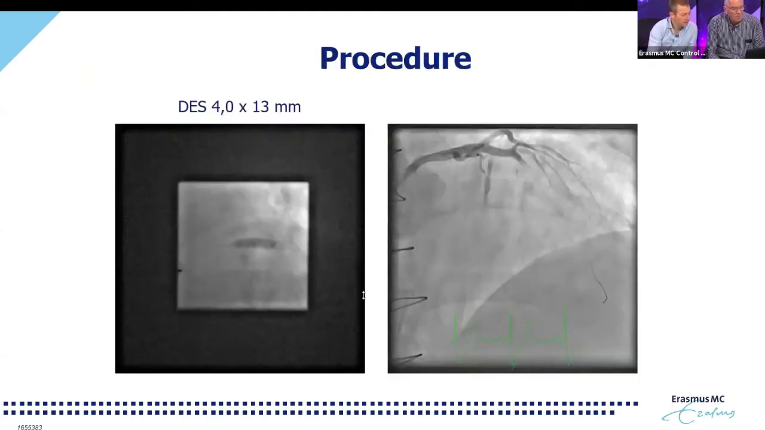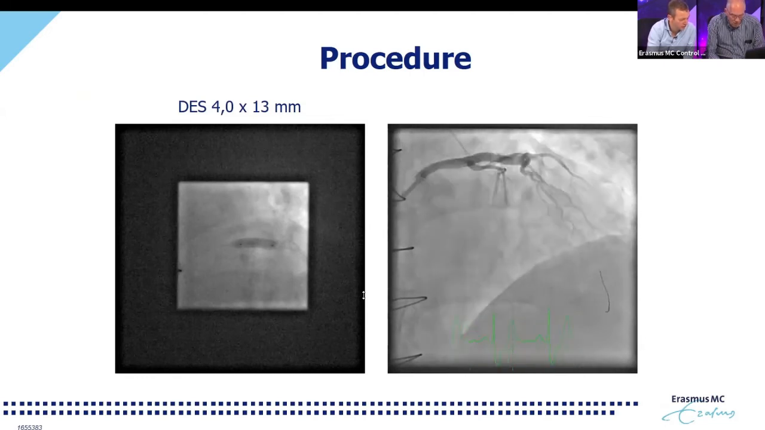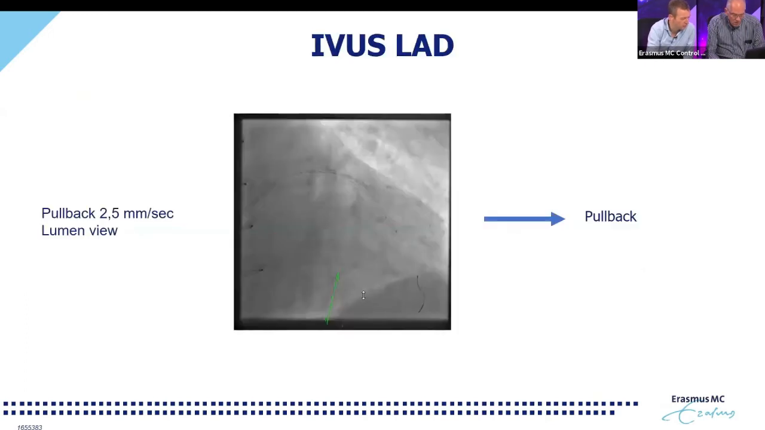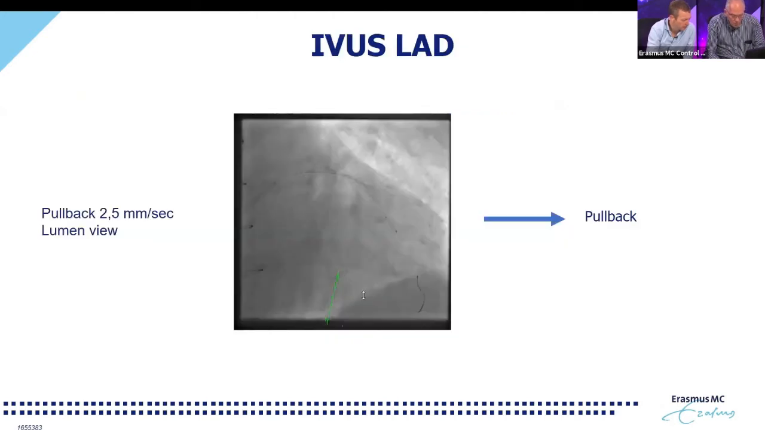We can see that the operator here decided to put a 4 by 13 stent in the proximal LAD, but then still suffered from a significant no reflow despite some nitrates and I think even some 2B3A inhibitor in this case. We did a final pullback to assess the final result.